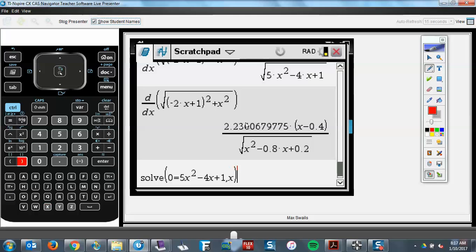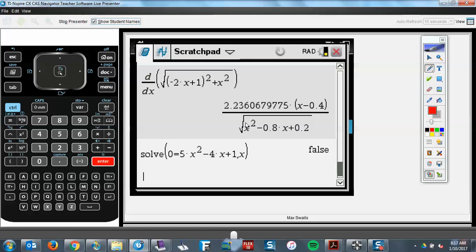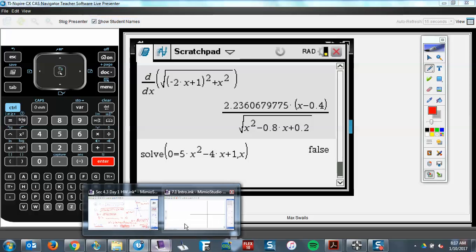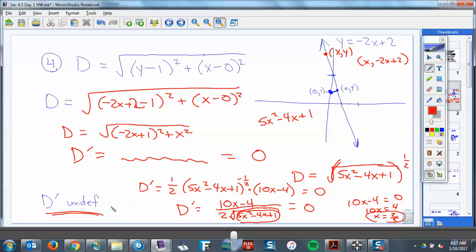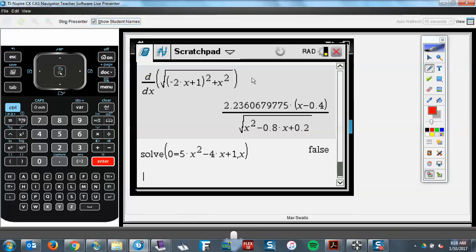Let's see when that equals 0. And what's that mean? It doesn't equal 0, right? So we've now just answered the question that d prime is undefined, never. So we've now checked d prime undefined, it's never undefined. When is d prime 0? It's 2/5.